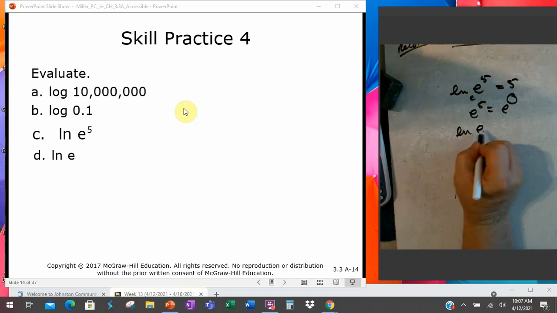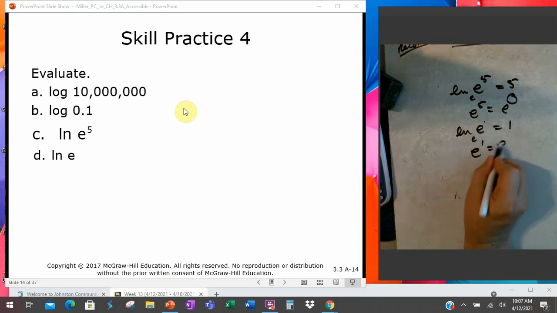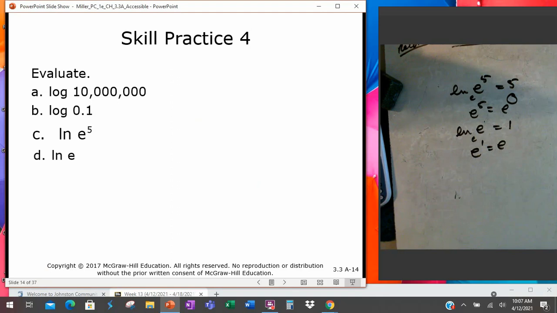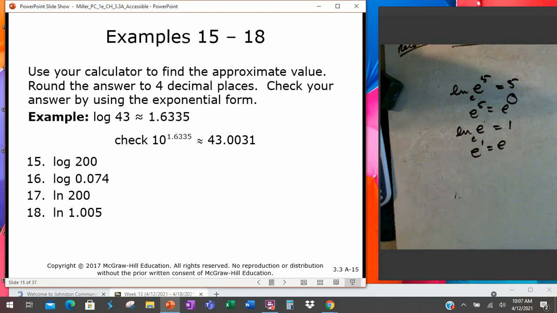How about if I do this? Anytime this matches, it's that exponent. What is that understood exponent? That's just 1, because e to the 1 is equal to e. So there's not a lot of these where I can't use properties.